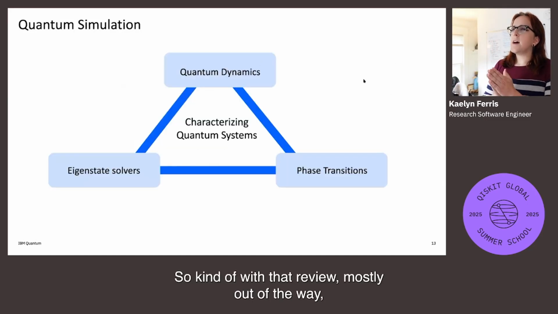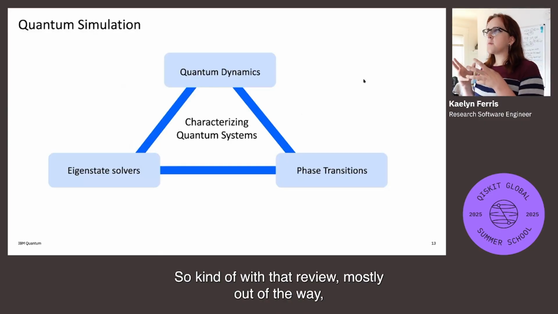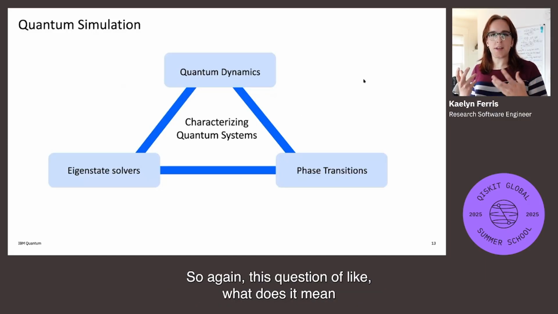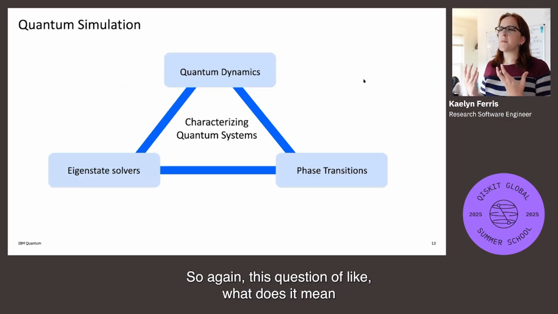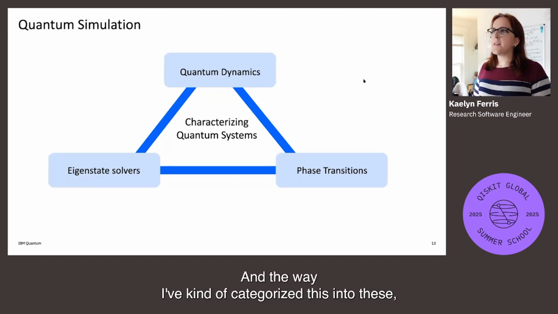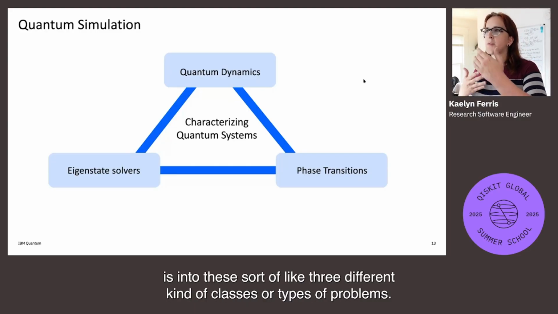Okay, so with that review mostly out of the way, what I want to present to you is this pyramid of quantum simulation. Again, what does it mean when I say I'm trying to simulate some quantum system? The way I've categorized this is into three different classes or types of problems.